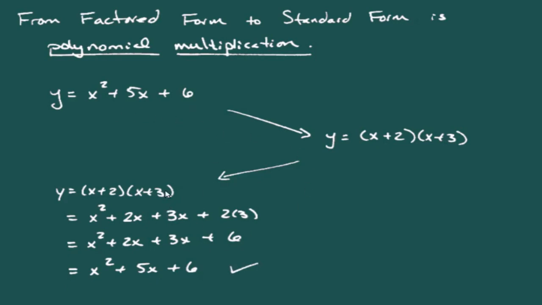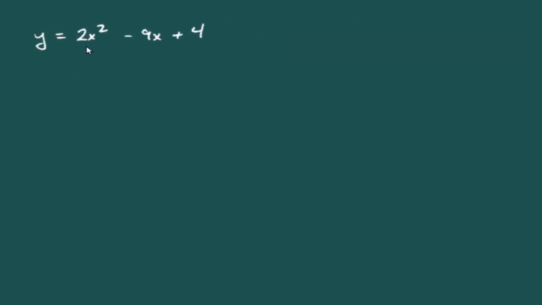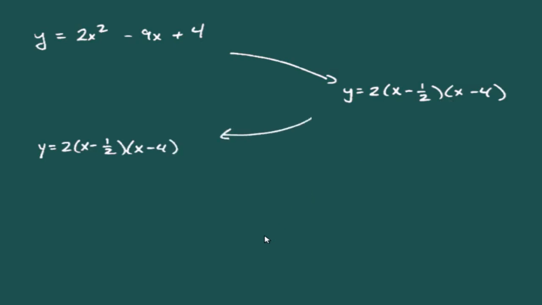So let's try that with our second example that we just did. We started with y is equal to 2x squared minus 9x plus 4. We converted that into factored form. In factored form, that's going to give us y is equal to 2 times x minus half times x minus 4. Well, again, polynomial multiplication, we FOIL out those two terms. And what we have then is x times x giving us x squared. We've got negative 1/2 times x giving us a minus 1/2 x. Negative 4 times x to give us a minus 4x. And a negative 1/2 times a negative 4 giving us a positive 1/2 times 4.